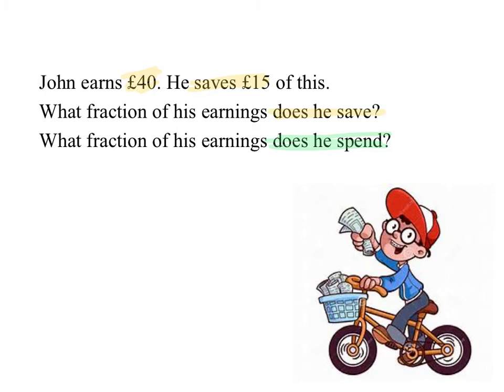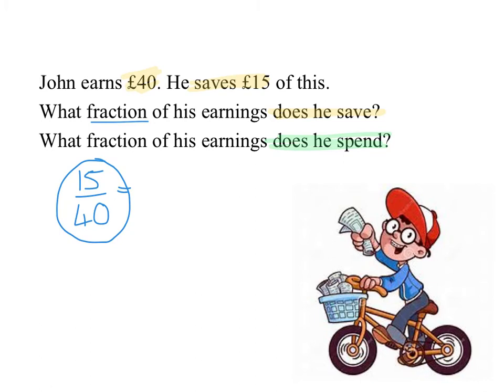John earns £40, so the total he has is £40. And he saves 15. 15 is what he saves. What fraction does he save? Well, this is the amount he saves. 15 over 40. But I know I can simplify that. So 15 over 40, what number goes into 15 and 40? 15 ends in a 5 and 40 ends in a 0. So they can both be divided by 5.